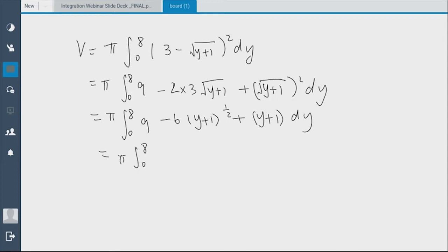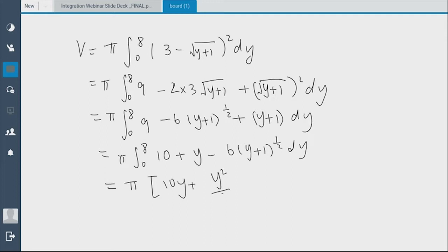And then just adding things up together. All right, so now the integration. So 10y, y square on 2. And with this one, add 1 to the power, and then divided by the same thing, which is times the reciprocal. And then from here, it's just a matter of putting things into the calculator.